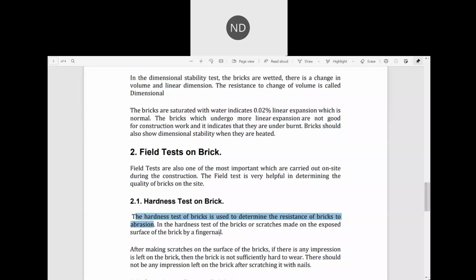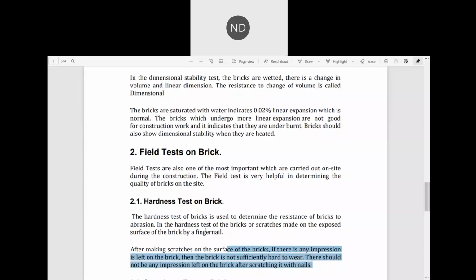So this is the hardness test on your site. When you have the brick with you, what you'll do is scratch your brick with your fingernails. After making scratches on the exposed surface of the brick, check if there is any impression. If there is any impression left on the brick, then the brick is not sufficiently hard to resist wear. There should not be any impression left on the brick.